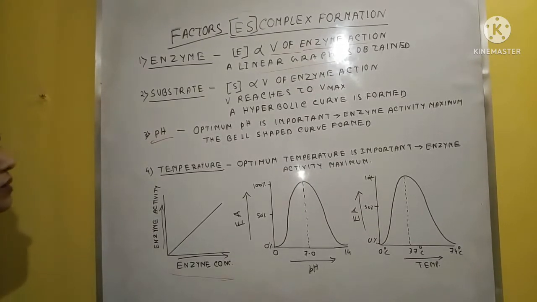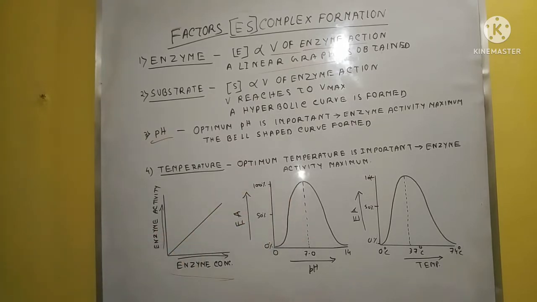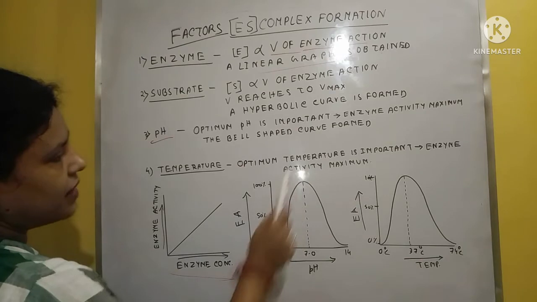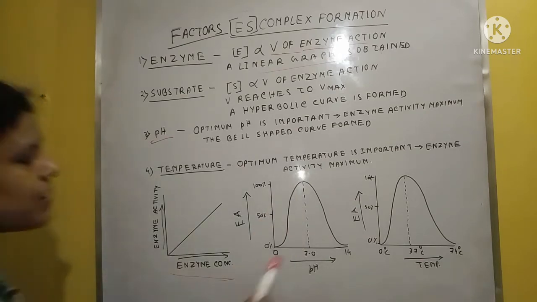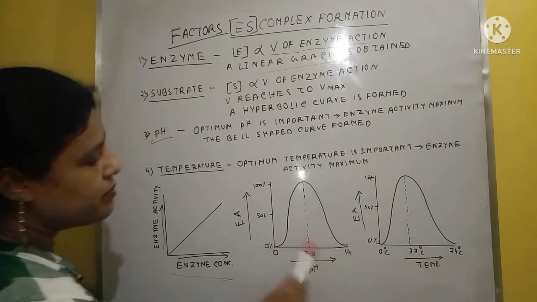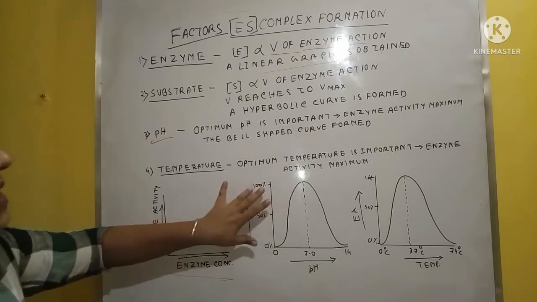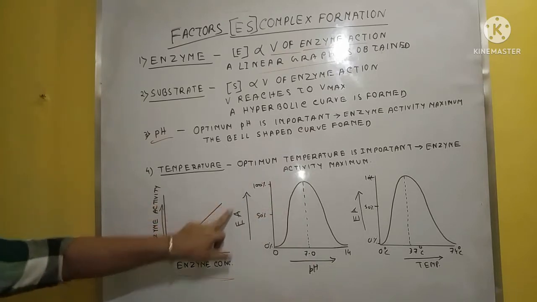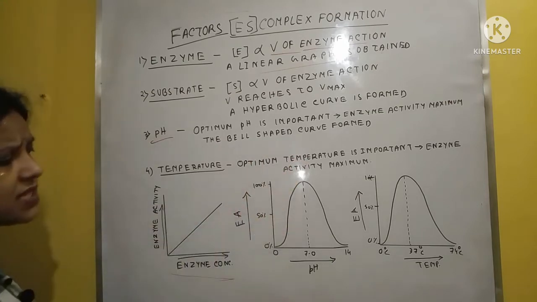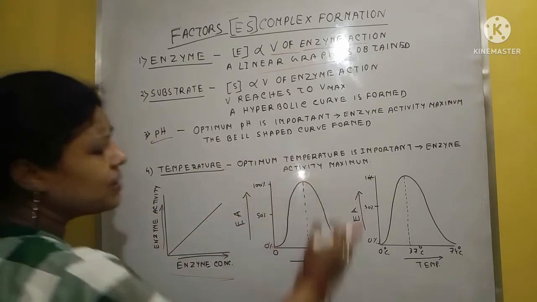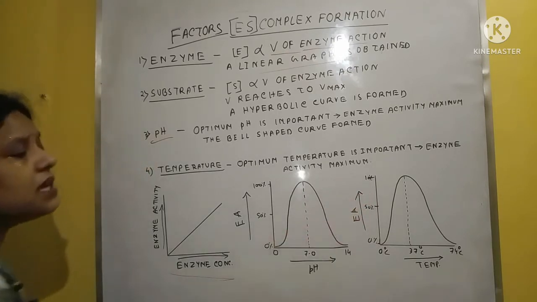So here we learned that the optimum pH is very important. You see this graph, it is hyperbolic, or you can say bell-shaped. When the pH is 7, you can see the maximum velocity, and this is 100% enzyme activity. But below pH 7, toward 0, or above pH 7, toward 14, you can see the velocity or the enzyme activity decreases.